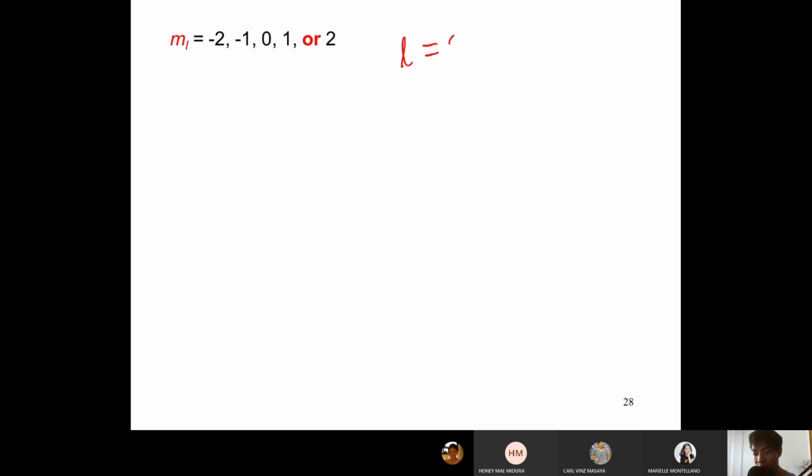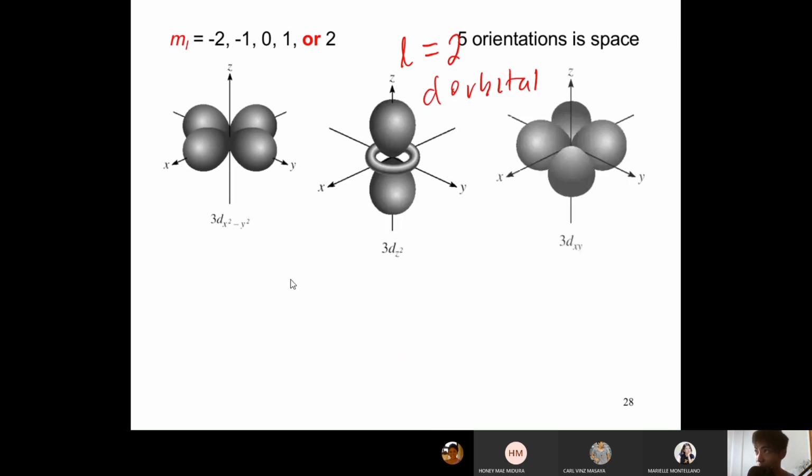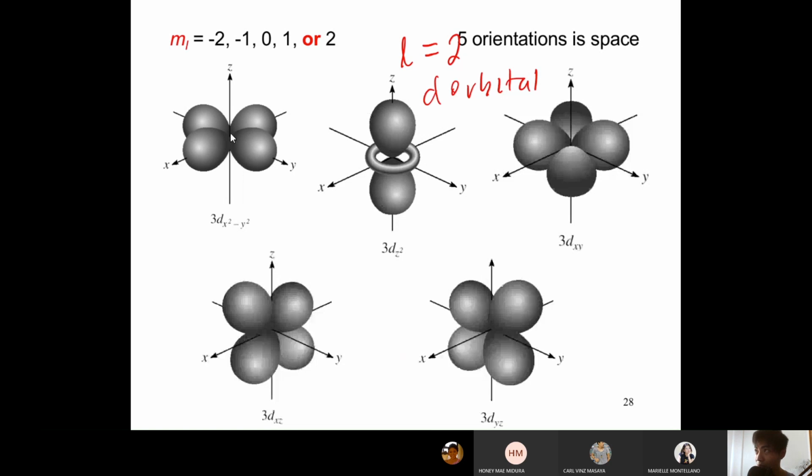Ito naman, if your L is equals to 2, that means you are describing the d orbital. So, ilang shape ulit kapag d orbital? 5. So, each shape, they correspond to 1 ml. Kunwari, ito yung negative 2, negative 1, 0, positive 1, positive 2. So, arbitrary lang yung numbering ko, but that's the idea. Kunwari, your electron can be found here sa 0. That means ito yung shape niya. Kunwari, positive 2. That means ito yung shape niya. So on and so forth. Kailangan ba ito kabisaduhin, sir? Hindi naman. Ang kailangan nyo lang malaman is that for every ml, there is a different orientation. So, yun lang.